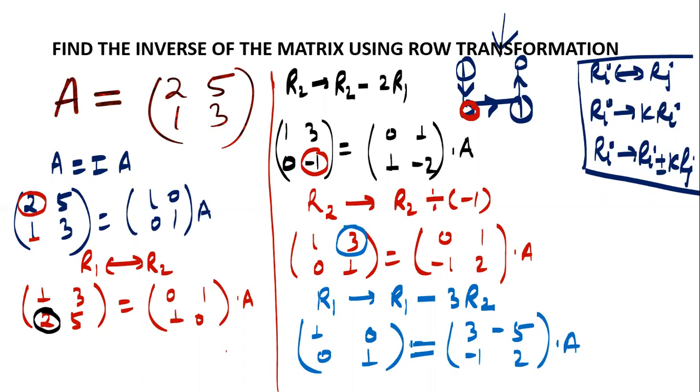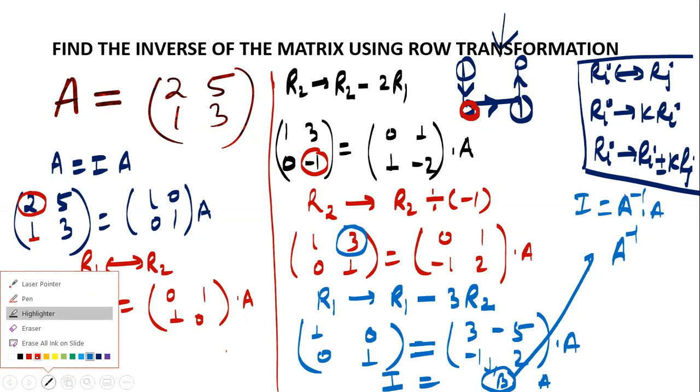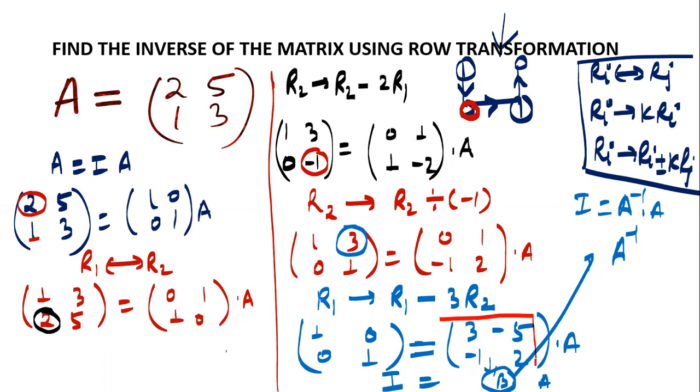What can we see? We see that it is I. And this is, say, matrix B. And this is A. And what is this B? This is the inverse of A. Because I equals A inverse A. So what is A inverse? This is A inverse. A inverse is this. A inverse is 3 minus 5 minus 1 and 2.